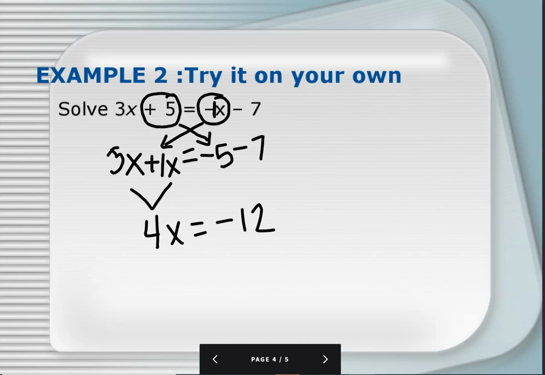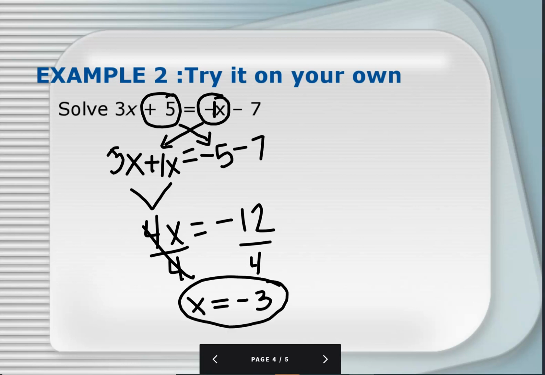So the last step, you do the inverse operation or the opposite. If they're being multiplied, that means you're going to divide both sides by 4. All right, so x equals, and again, if you are still not familiar with negatives, negative 12 divided by 4 is a negative 3. And there is our example.